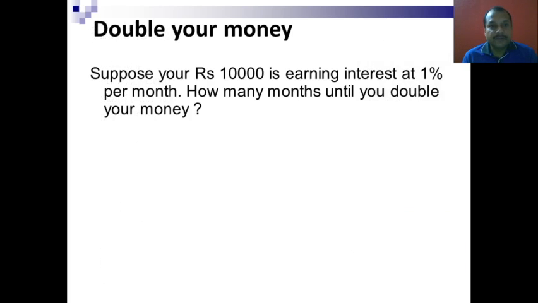Now this is another example, double your money. Suppose your rupees 10,000 is earning interest at 1% per month. How many months until you double your money? In this case also you do not know at the beginning how many times you have to iterate your loop, and actually that is the question. So you know that the termination of the loop is when the 10,000 reaches at least 20,000, that is the double of your money.